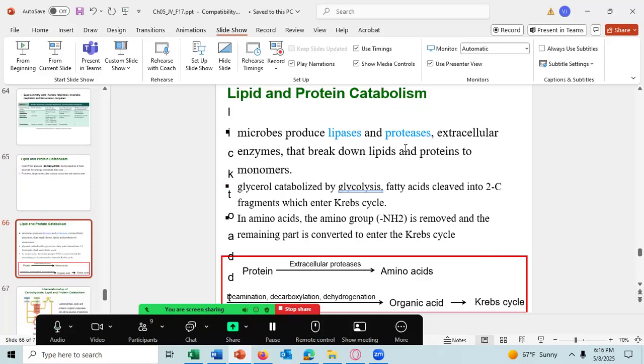And bacteria will do this as well, creating the monomers of the lipids and the proteins, which are then small enough to come across the cell membrane. For proteins, the monomers will be amino acids. For lipids, it'll be fatty acids and glycerol. And then the monomers can be digested in aerobic respiration. Any question about any of that?